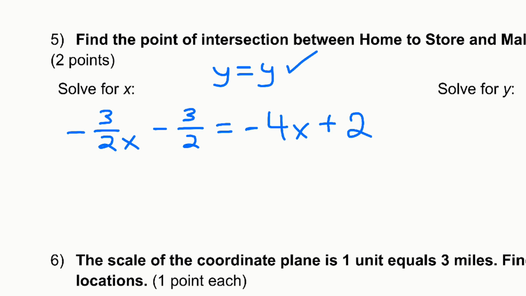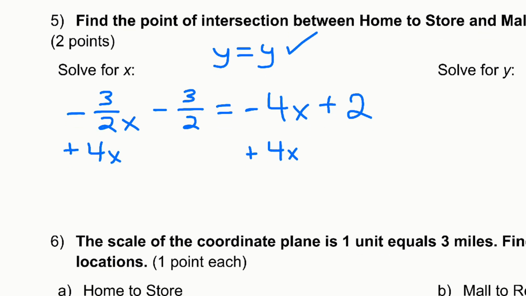So what I would do is I'm going to add 4x. You can also add 3/2 x, but I think if I do this, it's going to get me something that's positive. So when I take -3/2 plus the 4, I get 5/2 x. So this will be 5/2 x minus the 3/2 equals, this is gone, equals 2.